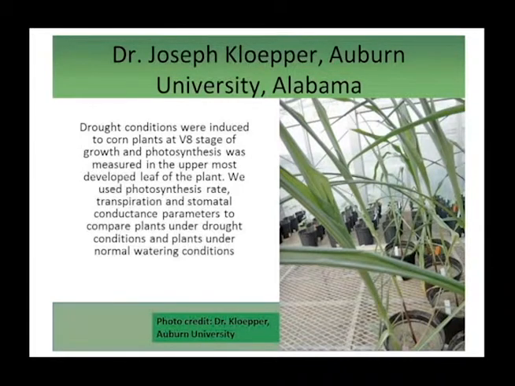So drought conditions were induced to corn plants at the V-H stage of growth, and photosynthesis was measured in the uppermost developed leaf of the plant. Photosynthesis rate, transpiration, and stomatal conductance were measured so they could compare plants under drought conditions and plants under normal watering conditions. And here we can see some of the trial corn plants growing in the greenhouse.